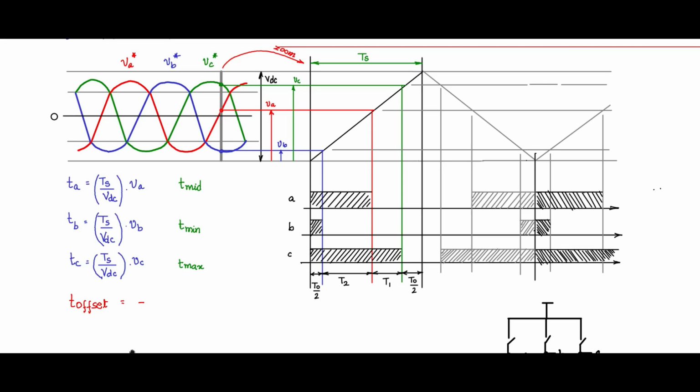The offset value should be minus Tmin plus T0 by 2. The reason why I put minus Tmin is Tmin value itself is negative, minus of minus will become plus, so you will have a shift.